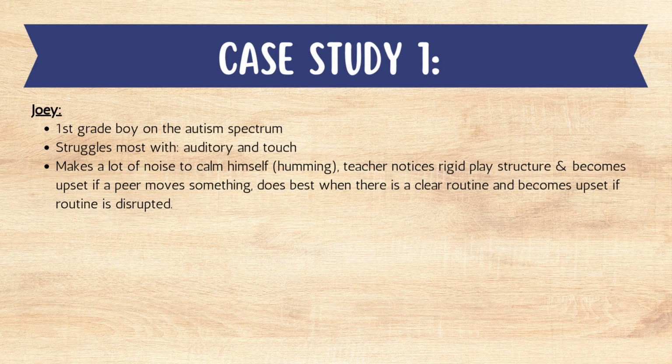Joey is a first grade student with a diagnosis of autism. It is noticed that he struggles with auditory and touch input and that he makes a lot of noise to calm himself, specifically humming. The teacher has noticed he has a rigid play structure and becomes upset when a peer joins in a non-preferred manner. Joey also relies heavily on a clear schedule and becomes upset if his routine is disrupted.